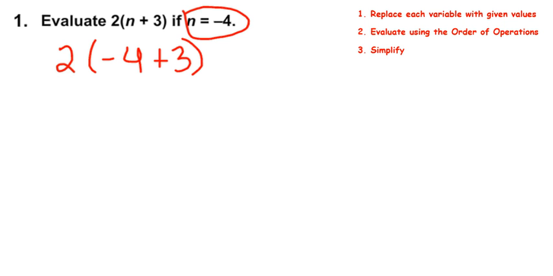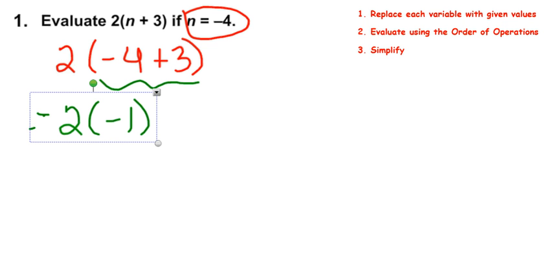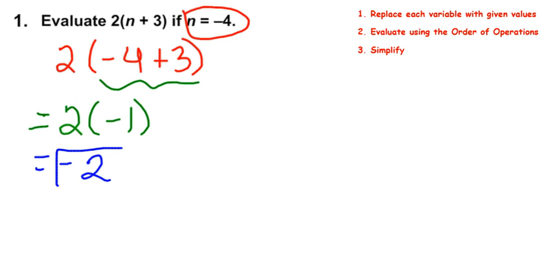Okay, and our order of operations tells us that we should evaluate our parentheses first. So negative 4 plus 3 equals negative 1. And then after that, all we have to do is evaluate 2 times negative 1, and that equals negative 2.